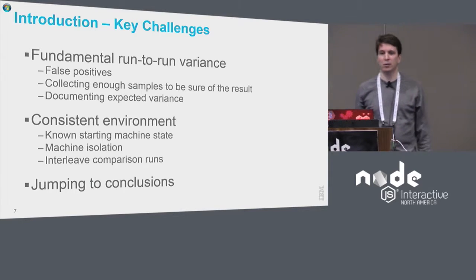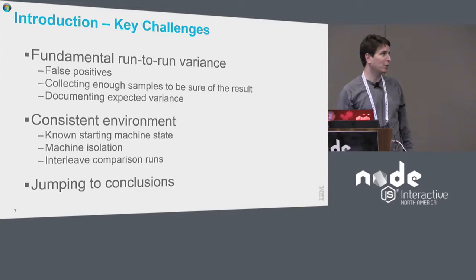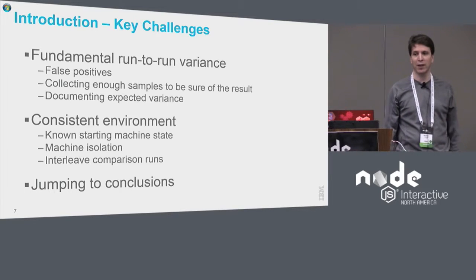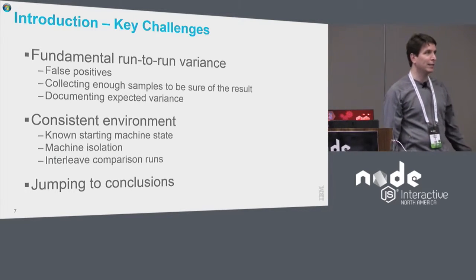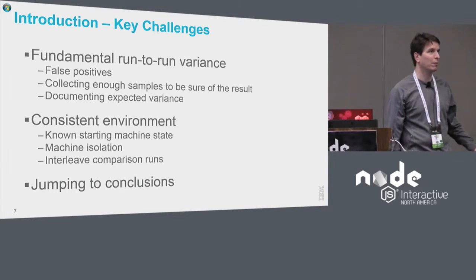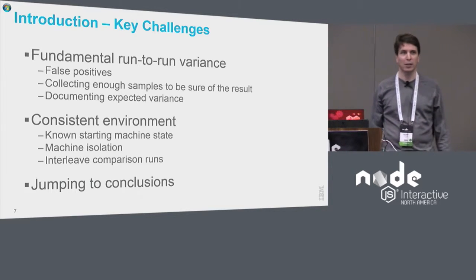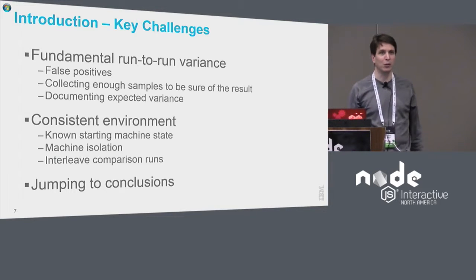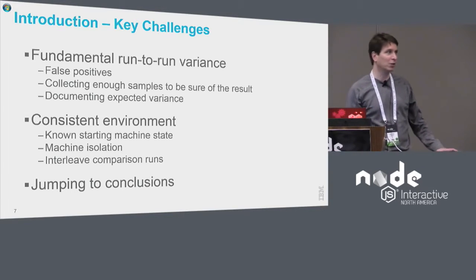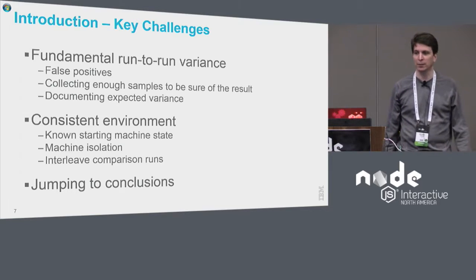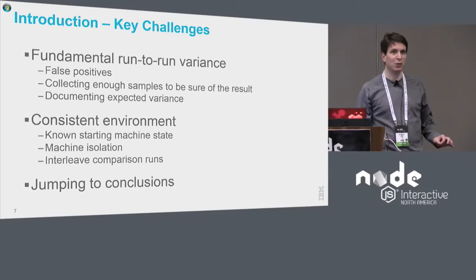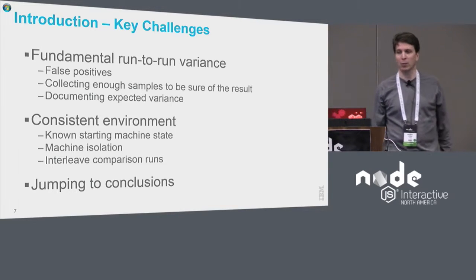The first thing is that there's pretty much a guaranteed fundamental run-to-run variance. So every time you run your performance benchmark, you're going to get a slightly different answer, and that can really easily lead to false positives where you think, I've got a problem, but it turns out that no, that's not the case. So you actually have to run a whole bunch of times and often average those results together to be able to say, yes or no, I've actually got a regression or I've got an improvement. And so it's very important to document what the expected variance is, so that when you get a result, you know whether you've got a problem or not.